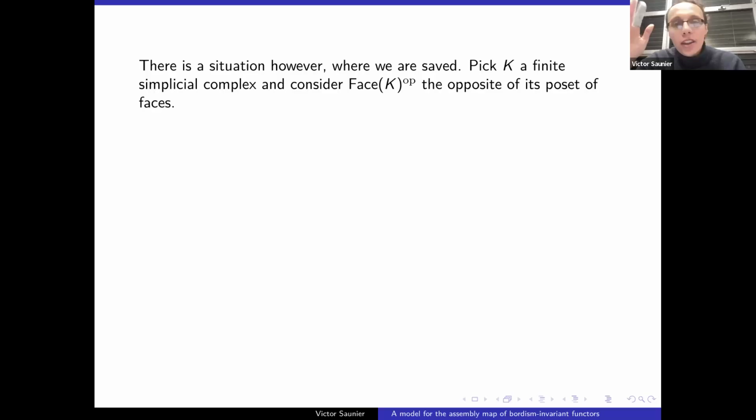Now, there is a miracle that happens, and the goal of the talk is to explain to you the miracle. The general oplax colimit business doesn't work, but if you start with not any category, but pick a finite simplicial complex and look at the category which is the opposite of the poset of faces. If you have a simplicial complex, the faces are included into one another. You can look at the poset of this, and I want to order it by reverse inclusion, right? If a face is inside another face, then I have a map the other way around.